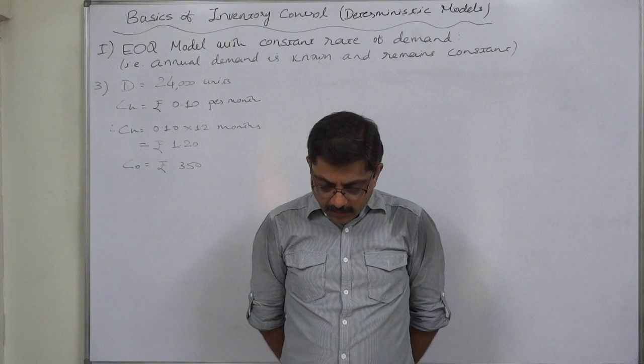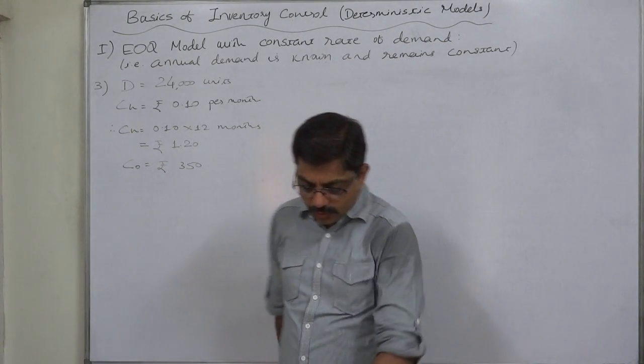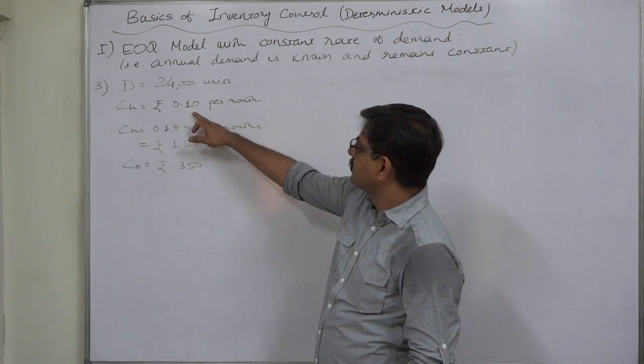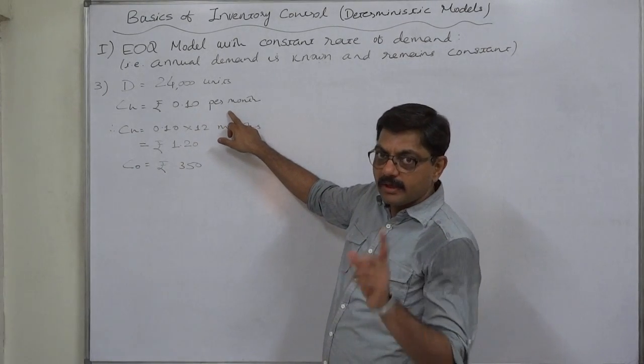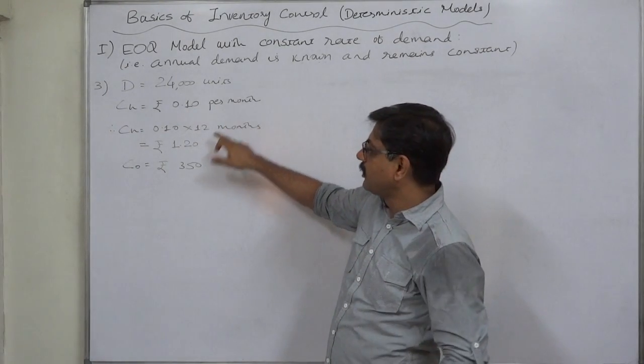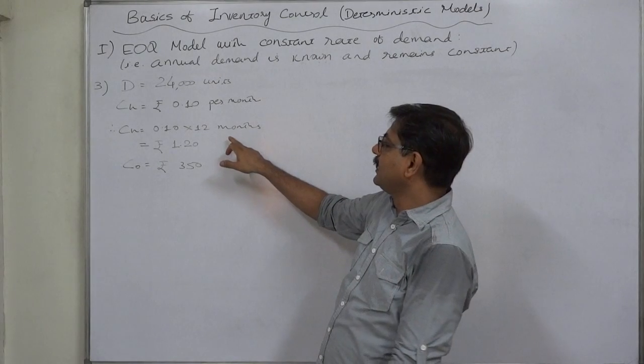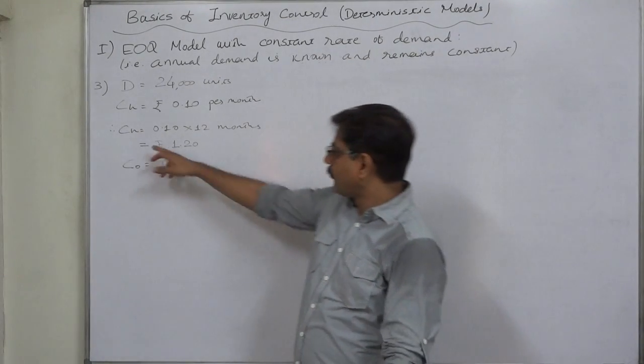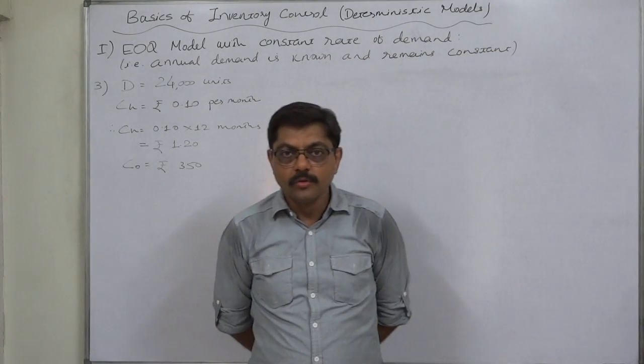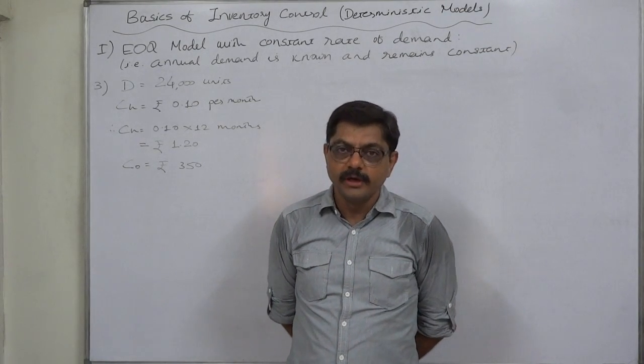The inventory holding cost amounts to rupees 0.10 per month, but in formula we need it on annual basis, so you have to multiply it by 12. So ultimately the cost of holding or carrying cost comes to rupees 1.20 per unit per year.